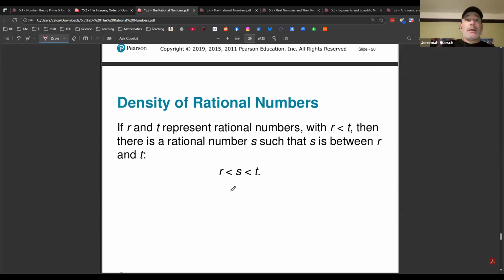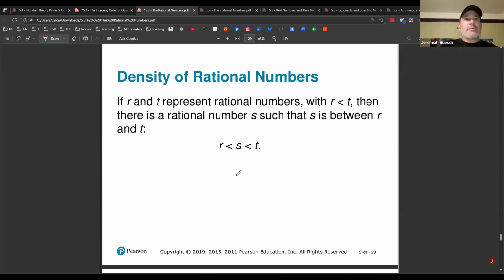All right. Let's talk about the density of rational numbers. If R and T represent rational numbers and R is less than T, then there is a rational number S such that S is in between R and T. What does that mean? It's basically saying this: R is here and T is here. What it's saying is that there's always some rational number in between these two.